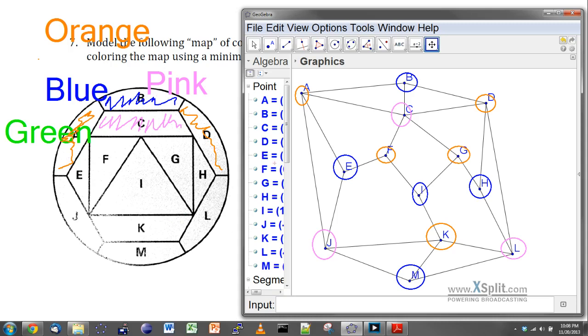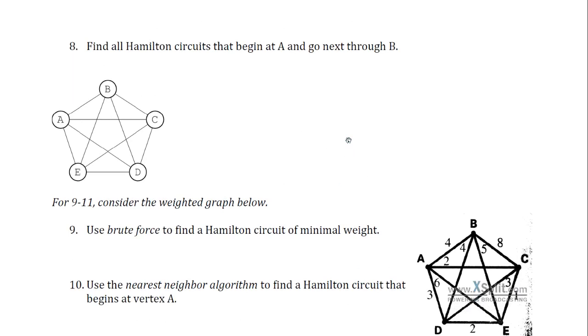Moving on down, find all Hamiltonian circuits that start with A and go through B. That's just a matter of listing off a few. I'm going to list a few for you, and then you can choose the rest. This is going to go A over to B. I'm going to do the easy one. Then maybe we do C, D, E. All right.